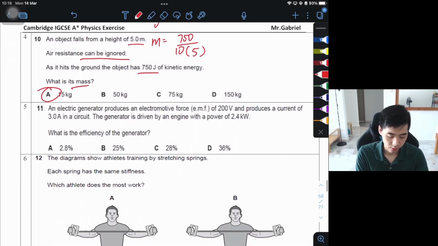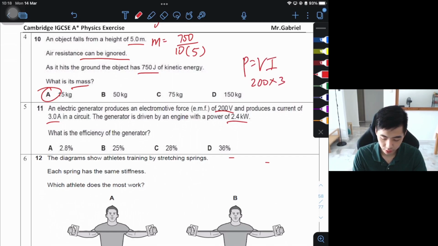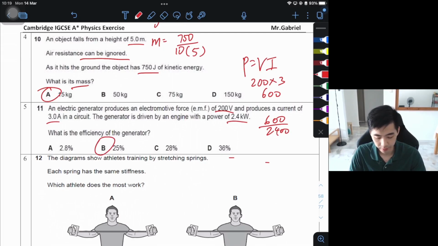Oh, you can't do this question yet, guys, for most of you, unless you're watching this video later on. An electrical generator produces an electromotive force of 200 volts, produces a current of 30 amperes. The generator drives a power of blah blah blah. What is the efficiency? Power equals volts times current, which is 200 times 3. You have 600. 600 divided by 2,400. You'll get 25%.